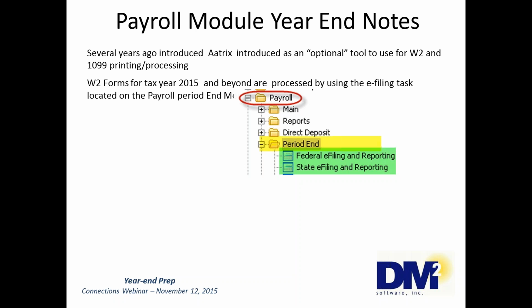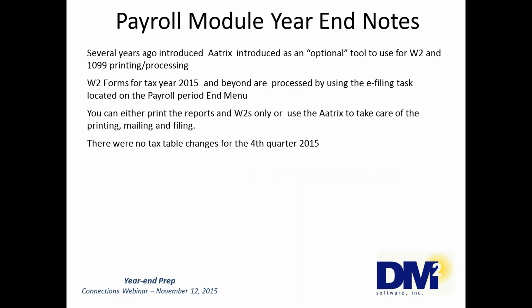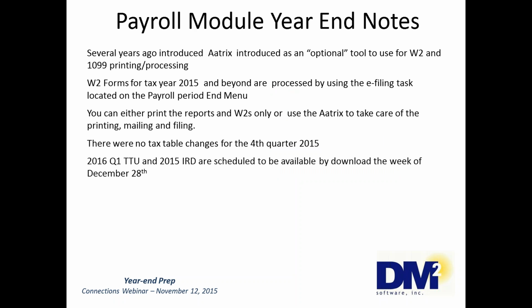According to Sage, there are no tax tables for the fourth quarter tax changes of 2015. There was one in the third quarter. The 2016 Q1 tax table updates and the 2015 IRBs are scheduled to be available somewhere around the 28th. It's usually that last week in December. It flies by. It could be a day early or it could be a day late. It just depends on how soon they get it rolled out.